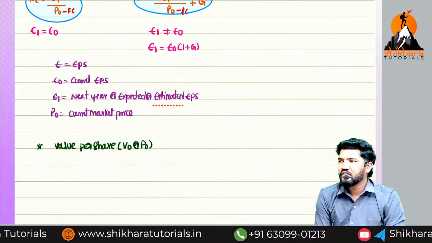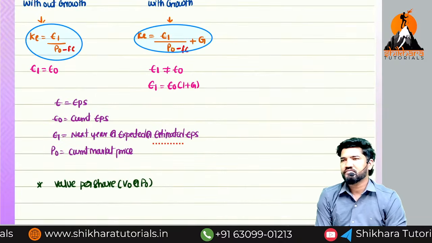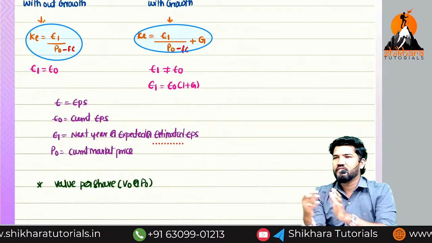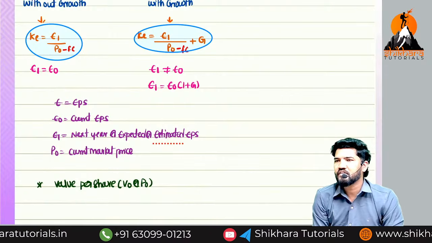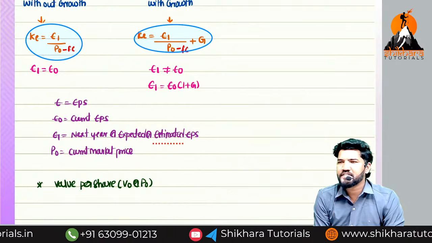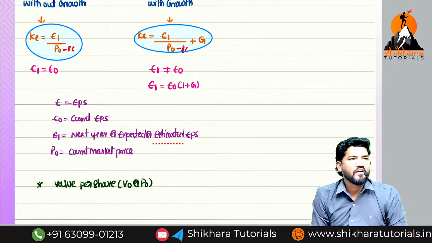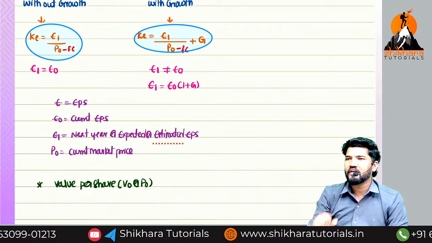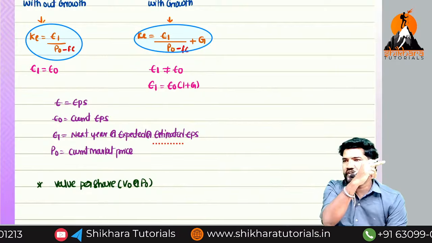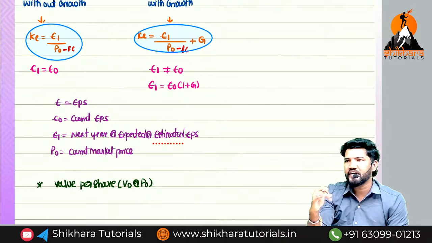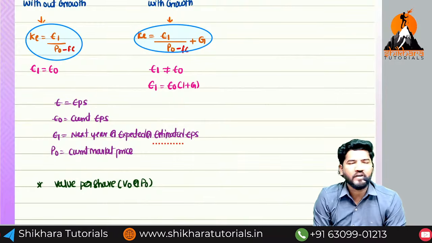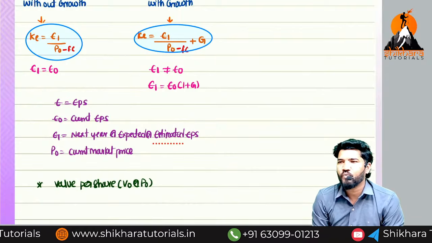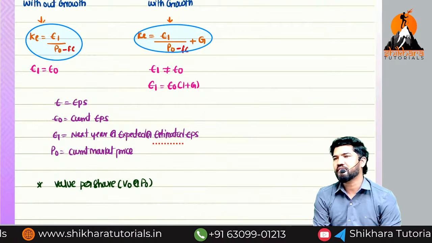Clear? Now what is the first formula for KE? Expected EPS divided by P0. Forget about the flotation cost for some time. What is the general calculation? Expected EPS divided by P0. Now I want P0. Can I figure that out? How? Just shuffle the formula. Now P0 goes to that side and KE comes to this side. P0 equals E1 divided by KE. That is a way of calculating the valuation of a security. What security is it? Equity security.